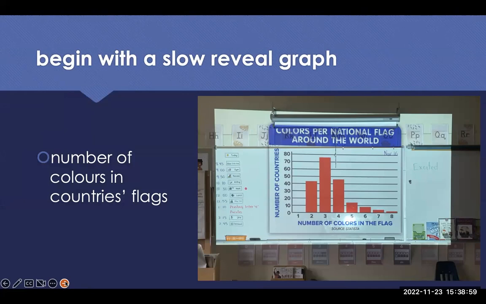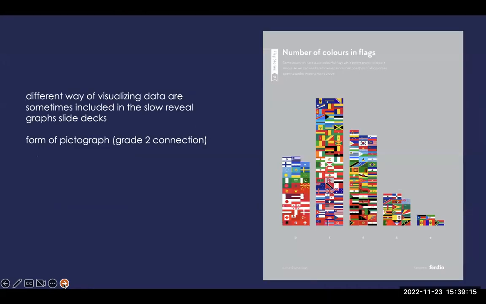Again, the first slide just showed the red bars, and then the second slide showed the numbers across the bottom. And then it said numbers of colors, and then numbers of countries, and the title, etc. We also looked at the end of the slide deck, where they had a different data visualization of the same information. All the flags that had 2 colors, you can see grouped together, 3 colors, etc. The children were all excited to try and find the different flags that they knew. But this was connecting to the idea of a pictograph, which is part of the grade 2 math learning standards.